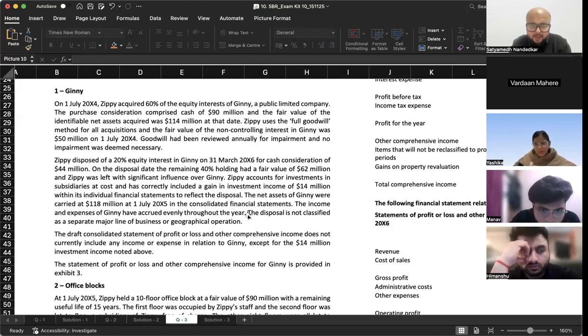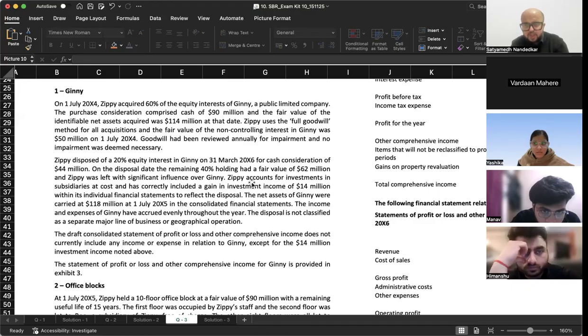114 million. Net assets of Gini were 118 million at 1st of July 2005. Zippy disposed of a 20% equity interest on 31st of March 2006 for 44 million. ठीक है. अब यहाँ पे what all do we need?